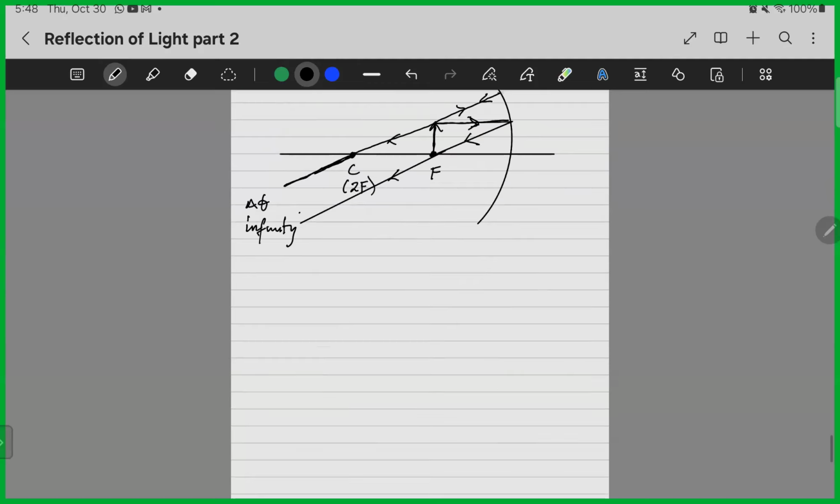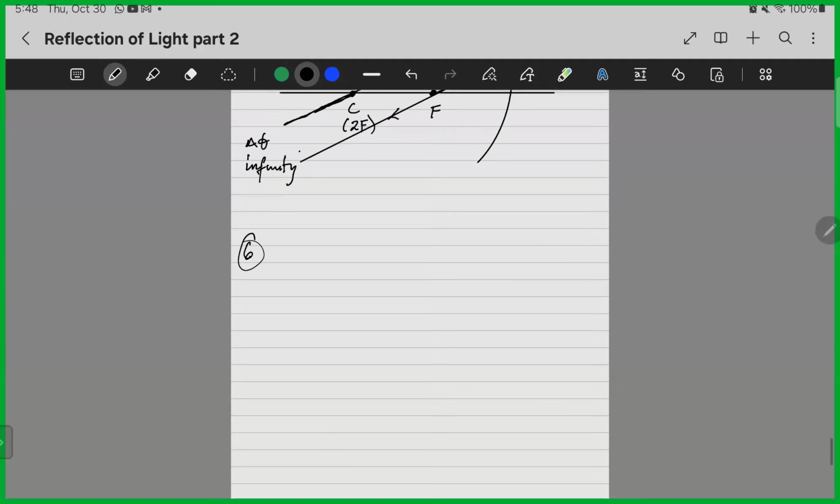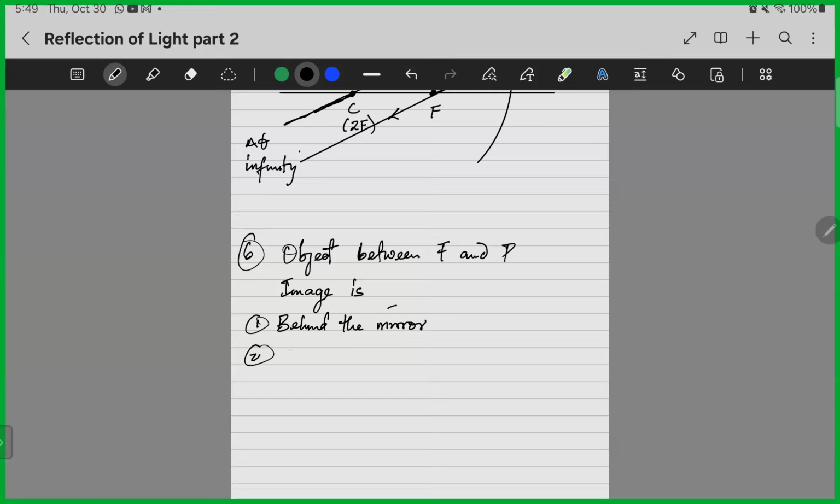So let's go to the sixth idea so that we don't waste time. And that is the case where you have the object now between F and P, the pole. What happens to the image? The image is, number one, behind the mirror. It is not formed on screen now. It is virtual. It is erect. It is larger than the object. So let's paint that idea.